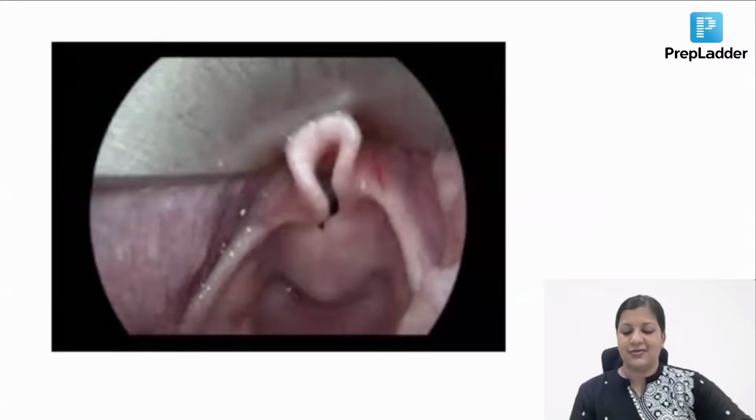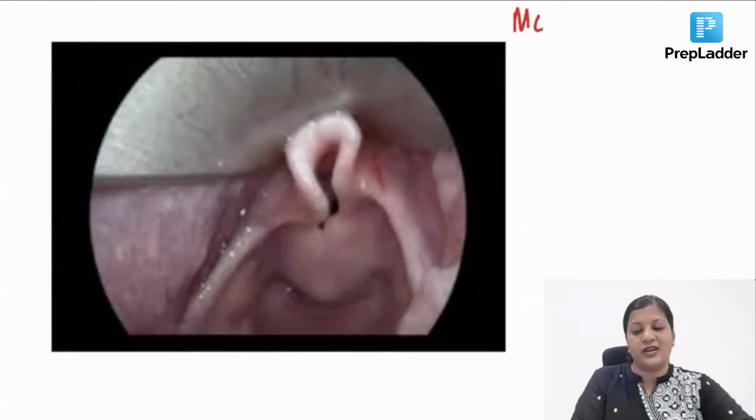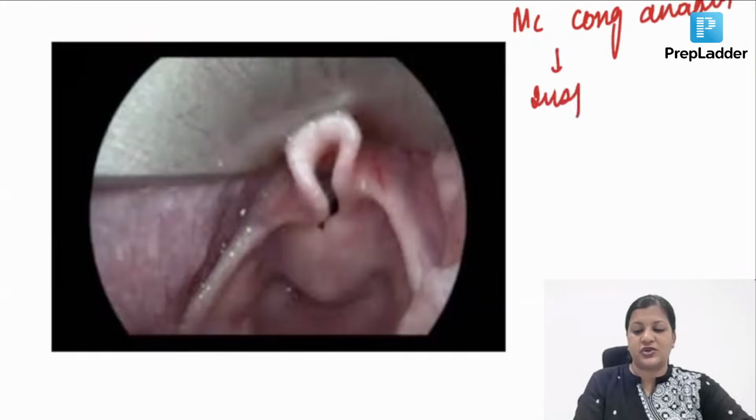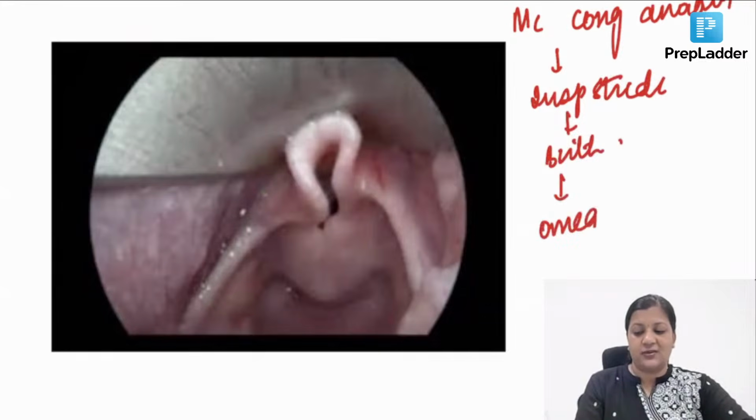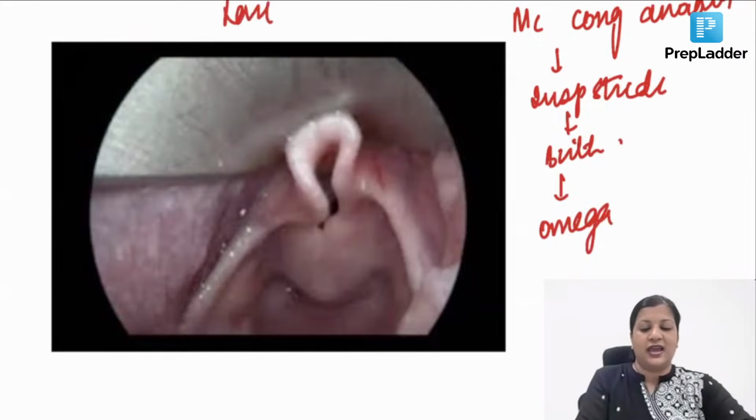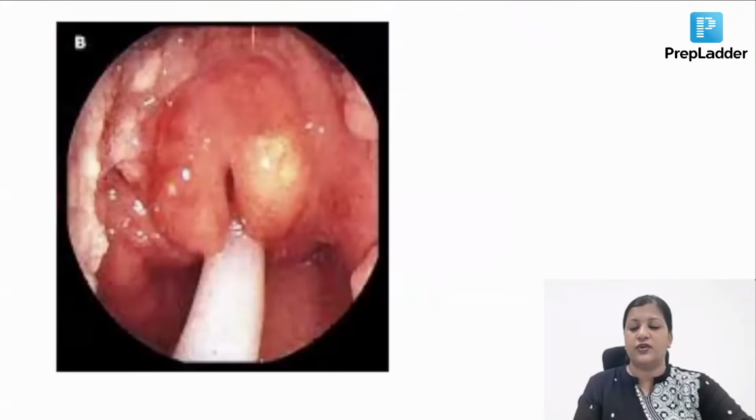Now look at this image and tell me, this is the most common congenital anomaly of the larynx, and this presents to you with inspiratory stridor at birth, and on examination there is an omega shaped epiglottis. What is it? Excellent. It is nothing but laryngomalacia. Right. So we know this. So we're going to go next.